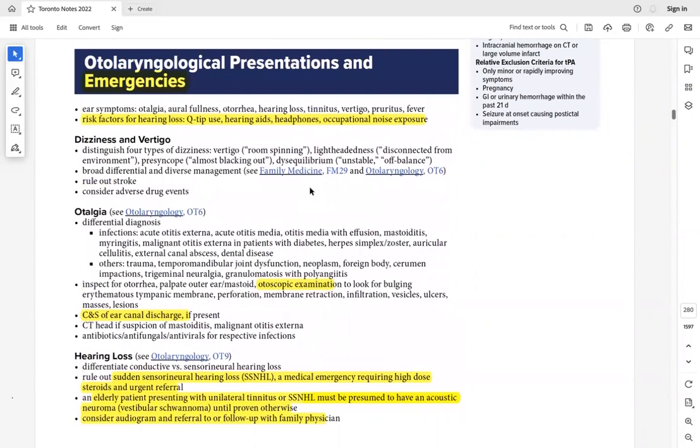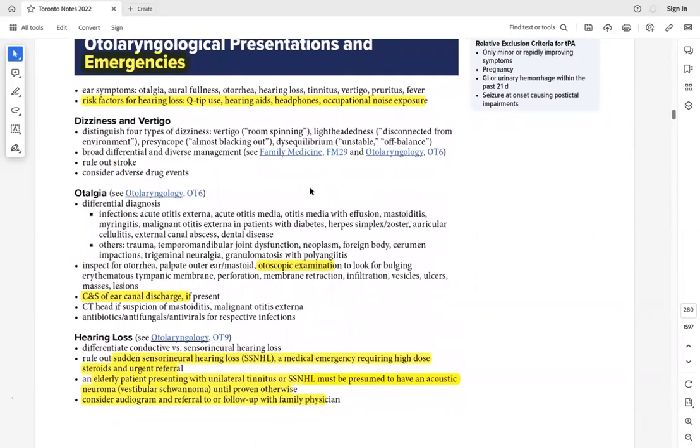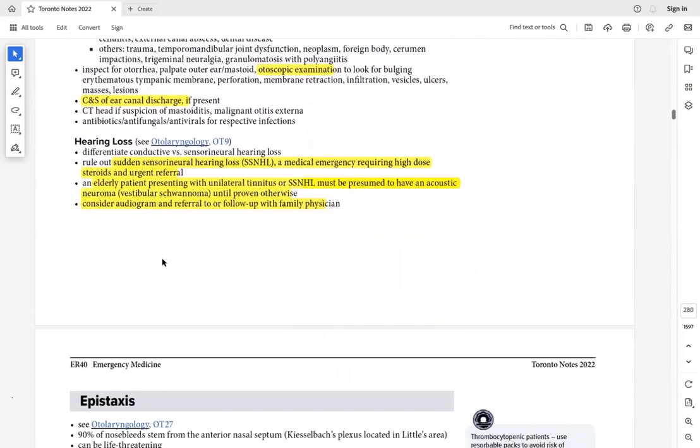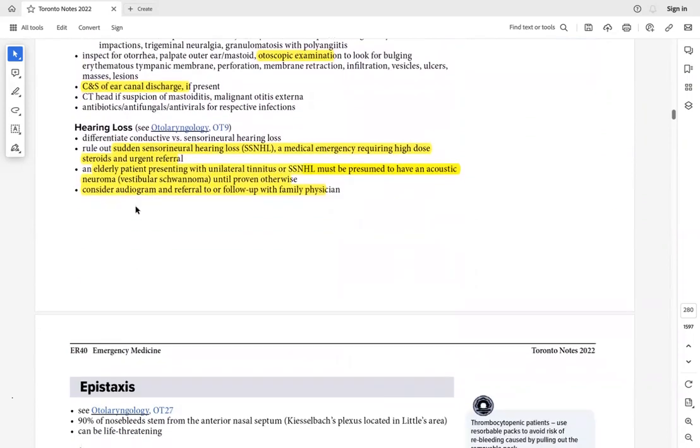Then for ENT, otolaryngology, dizziness, vertigo. If there is any pain, just do the otoscopic examination. Depending upon the presentation, treat it. Sudden hearing loss in the elderly is most commonly due to sensorineural hearing loss, and it can be a medical emergency. We have to give high dose steroids. Anything that is all of a sudden, acute sudden hearing loss, sudden vision loss, signs of cauda equina, all of these are emergencies.